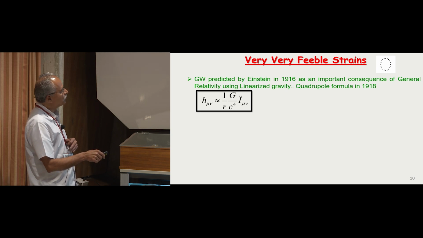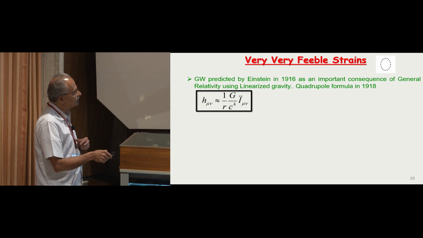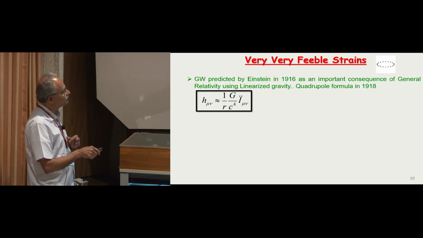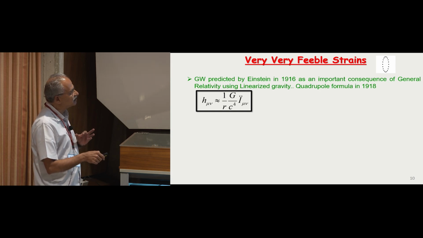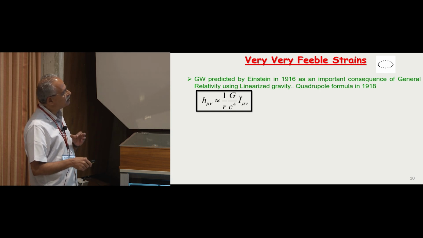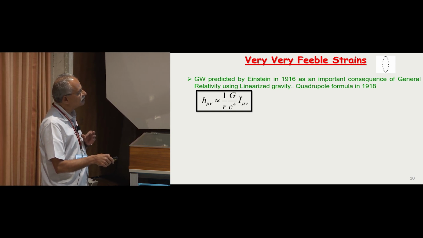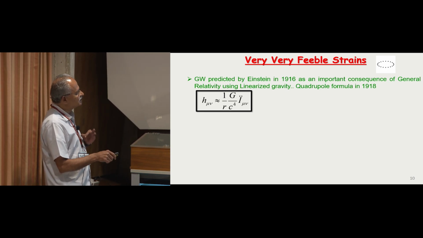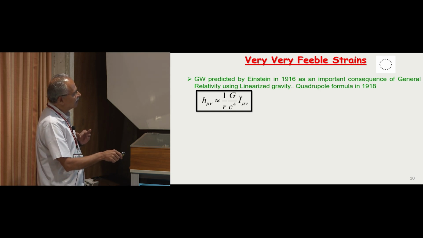Now, the important point you have to keep in mind is, immediately after he gave the general theory of relativity, a year later, Einstein predicted that gravitational waves must be a consequence of general relativity using a simple form of his equation, which is called linearized gravity. You don't use the full nonlinear theory, but the linearized version of it. And then a couple of years later, he gave what we call the quadrupole formula for gravitational radiation. So that basically says that the gravitational wave, like all waves, falls as 1 by r and is given by the second time derivative of the quadrupole moment.